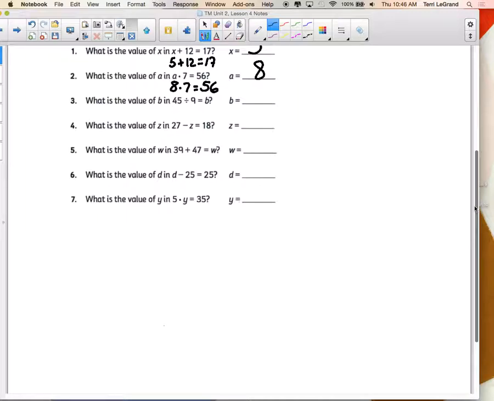Well, this one we think just exactly what it says. How many times can you take 9 out of 45? 5 times. b equals 5. So 45 divided by 9. There are 5 9s in 45.